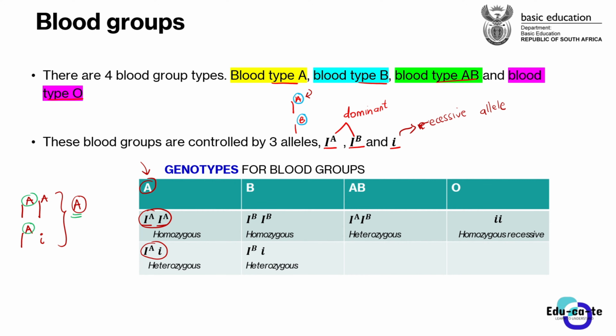Similarly, for blood type B, we're going to have capital letter I with a B on top and another capital letter I with a B on top. So we'll have these two alleles in the homozygous condition. Remember, we've said that once you see the capital letter B on top of an I, it means that this allele is associated with blood type B. So in a homozygous condition, we have got I with a B on top and another I with a B on top. Both of these are dominant alleles, right? Or we can have I with a B on top and small letter i.